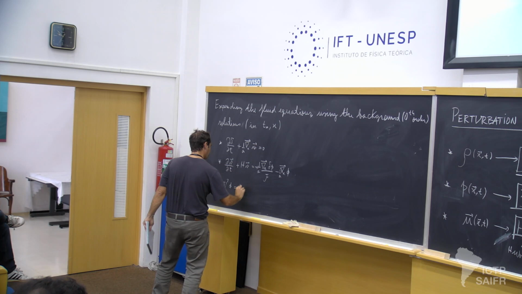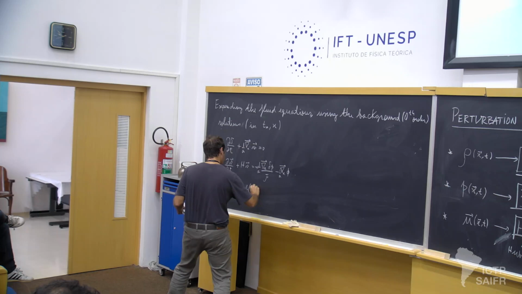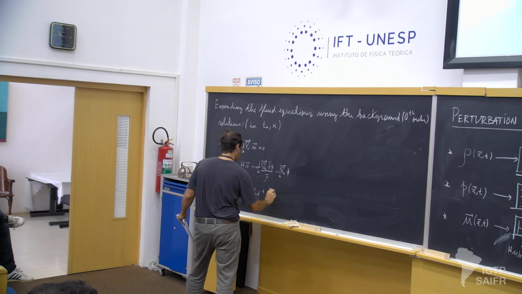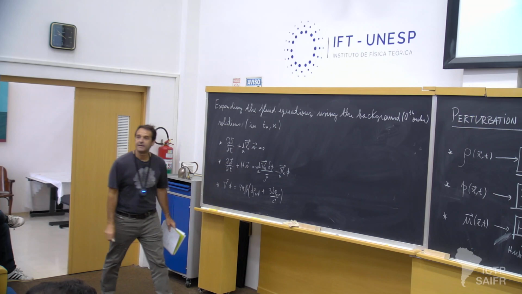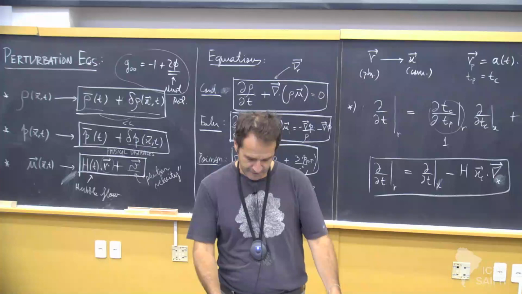So it's 4 pi G times delta rho total plus 3 delta p total over c squared. These are the equations that we have to solve now. And they are also in co-moving coordinates, which is very convenient. And this is what we want to do.